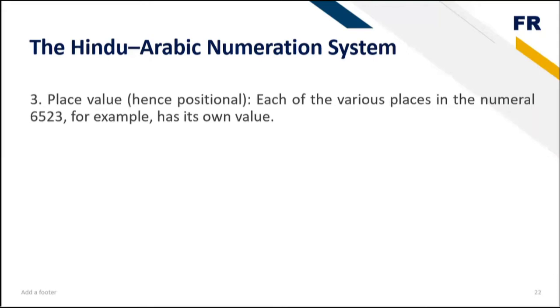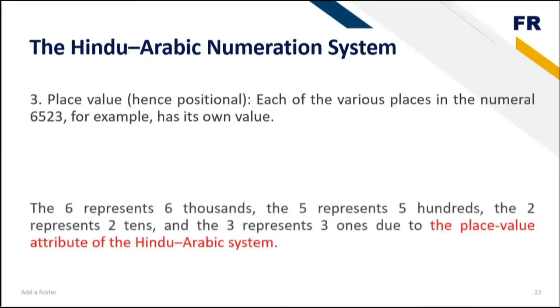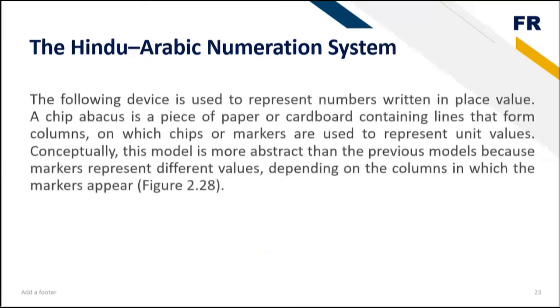Okay, next is the place value, hence positional. Each of the various places in the numeral 6,523, for example, has its own value. Let's say yung 6 for the 1,000, 5 for the 100, 2 for 10, and 3 for 1. The 6 represents 6,000, the 5 represents 500, the 2 represents 2 tens, and the 3 represents 3 ones. Due to the place value attribute of the Hindu-Arabic system, the following device is used to represent numbers written in place value.